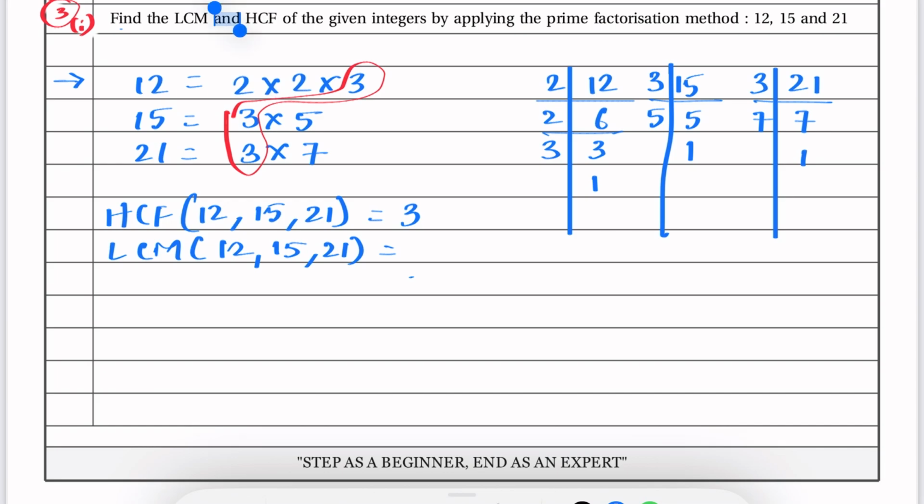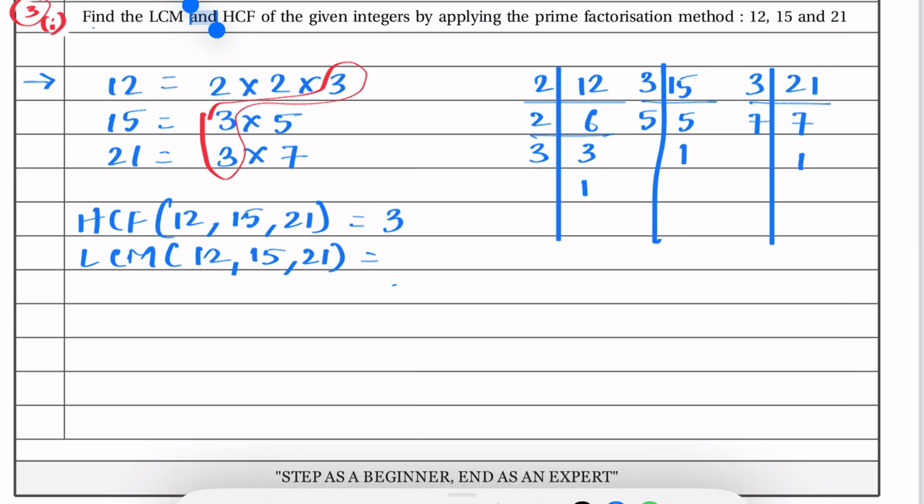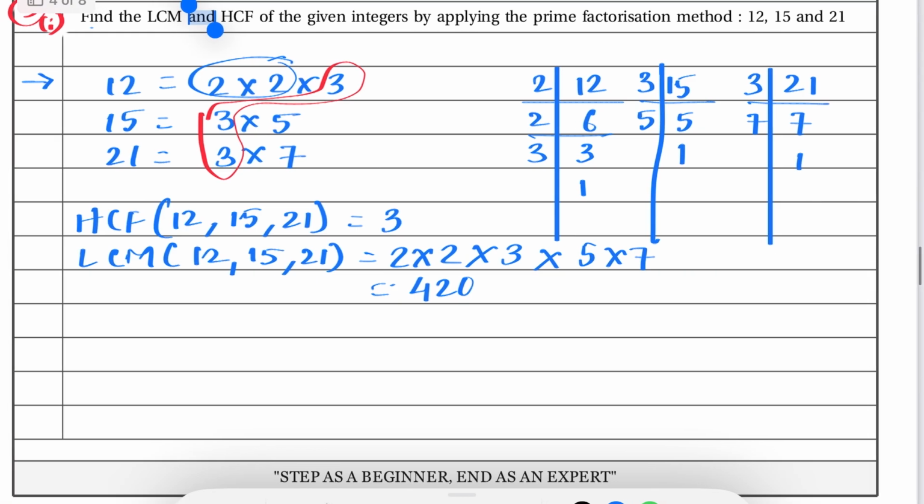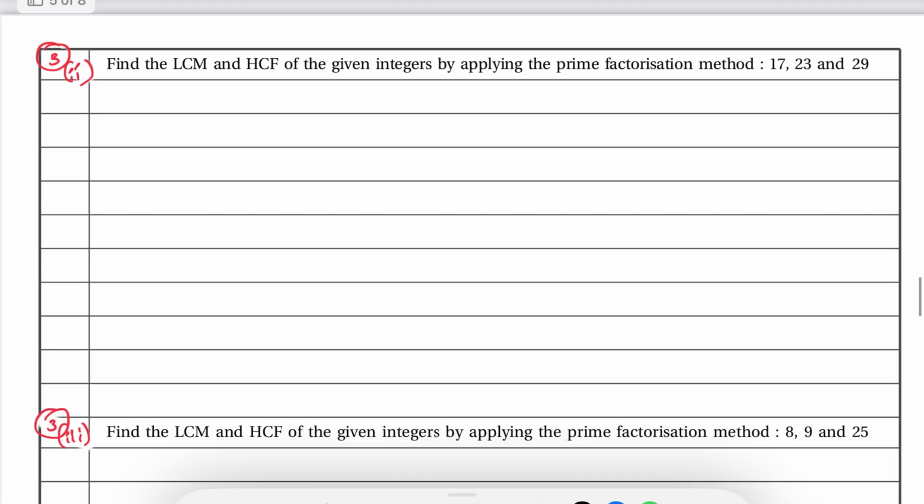Here we have 2 times, so we write 2 times 2, and we have in 3 common 3, and then we have 5 times 7. So our answer is 2 2s are 4, 3s are 12, 12 5s are 60, 60 7s are 420, right? That's it. Here we no need to verify. Now we go for next question.